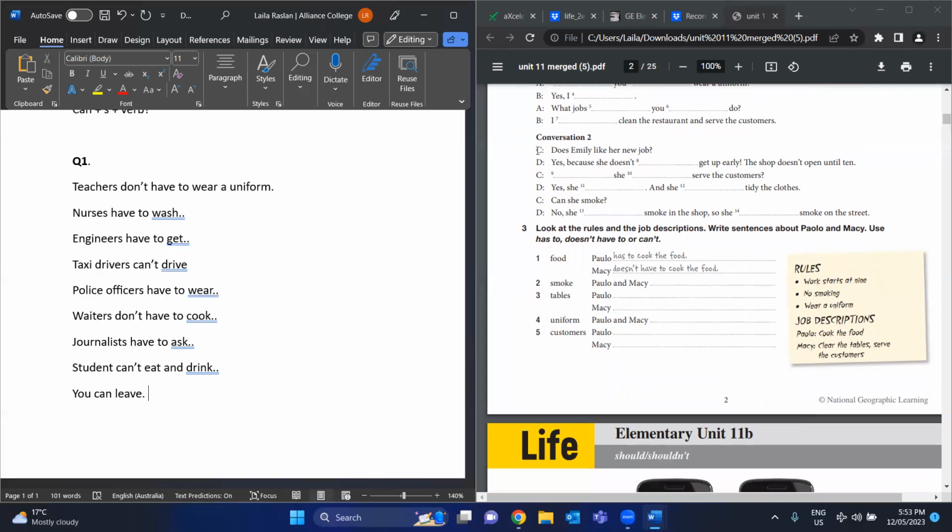Conversation 2. C is Natalia. D, Nicholas. Does Emily like the music? Yes, because she doesn't have to get the curry. The shop doesn't open on weekends. Yes, she does. And No, does.